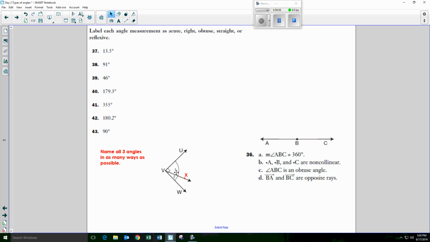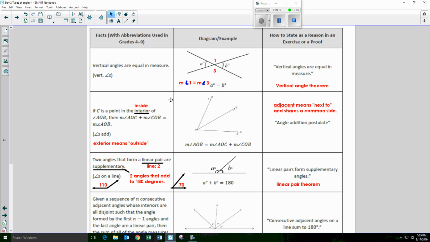Here, reviewing vocab again, naming the 3 ways of naming angles here, or 4 ways if there is, and vocab as well here. All right, so now we get to some new angles. That should have been review from middle school, except for that reflex angle.